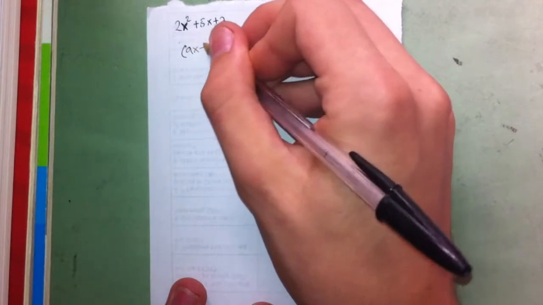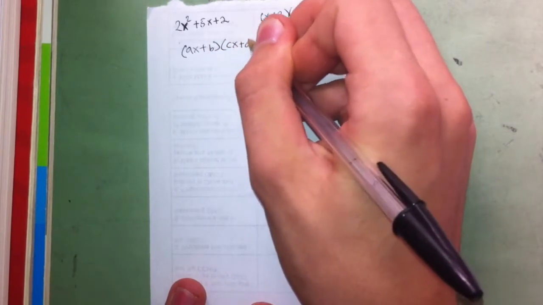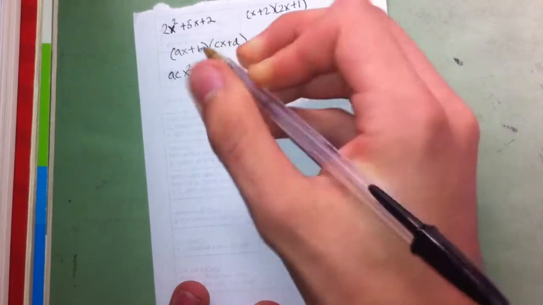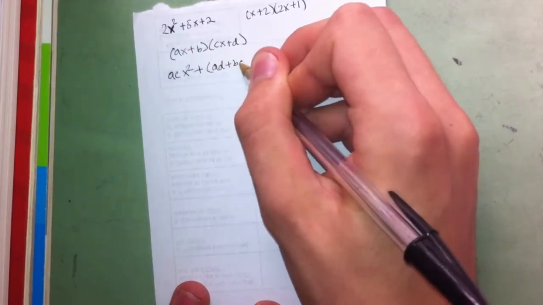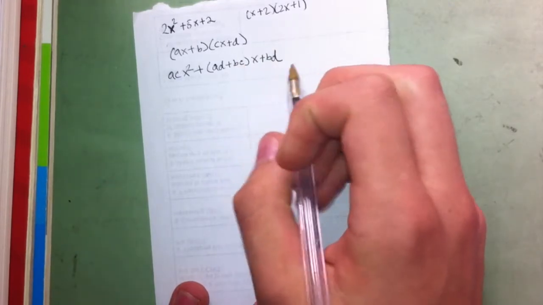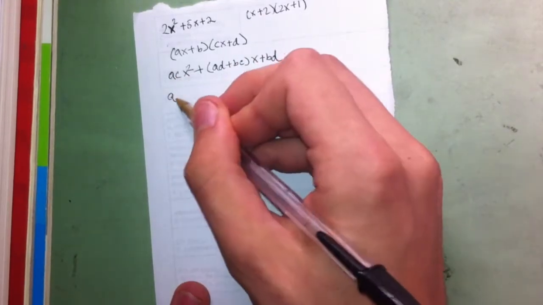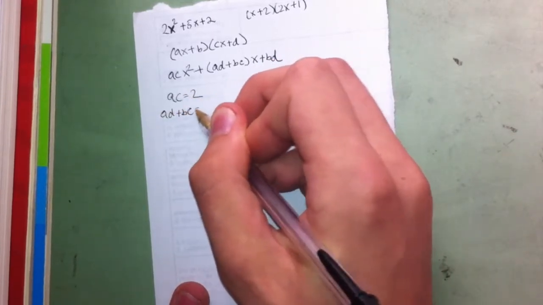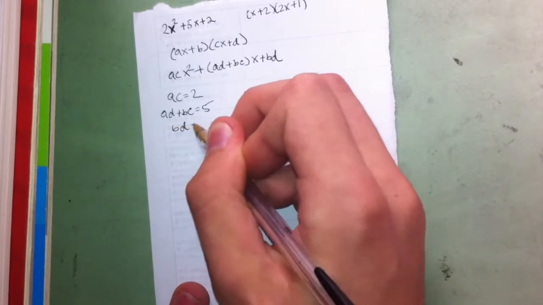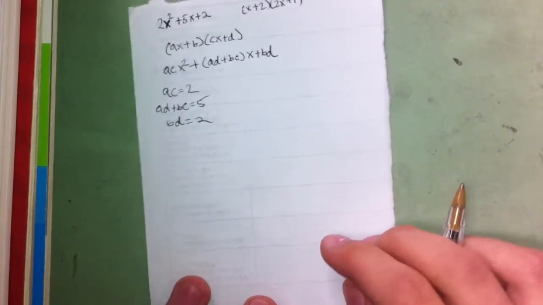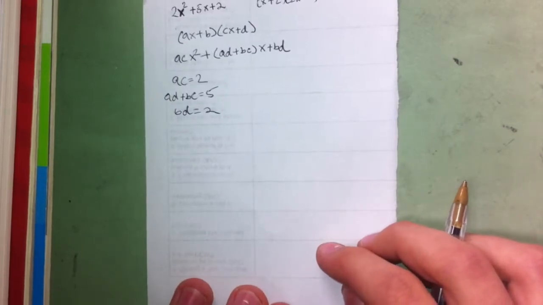The first thing we're going to do is consider the general form ax plus b times cx plus d. And so when we expand that, we get ac x squared plus ad plus bc x plus bd. And so now we can write three equations. And so we can say ac is equal to 2, ad plus bc is equal to 5, and bd is equal to 2.